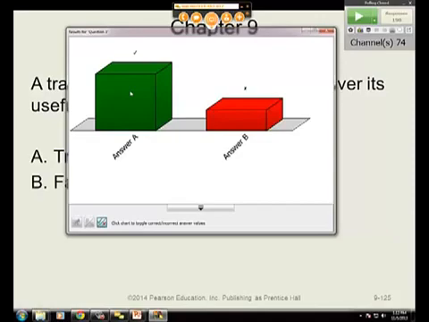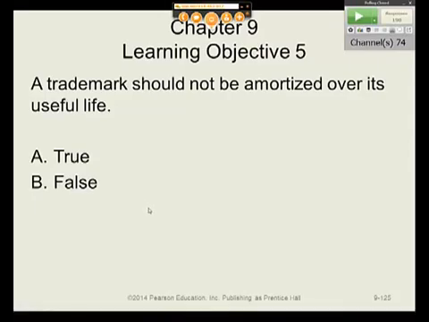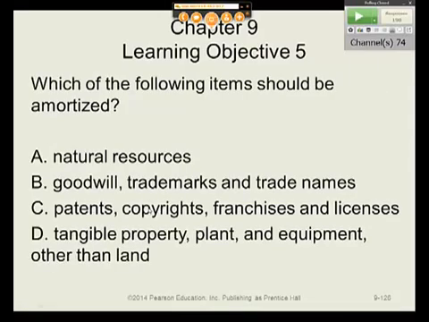Okay? All right, so let's go on to another one. I'm doing this as a review for the last topic that's on the final. Just want to make sure that we're comfortable with the material. Okay. All right. Now, I'm not going to ask you this one because I just gave you the answer. All right, so which of the following should be amortized? Well, the answer is C, because these are definite or finite life intangibles.